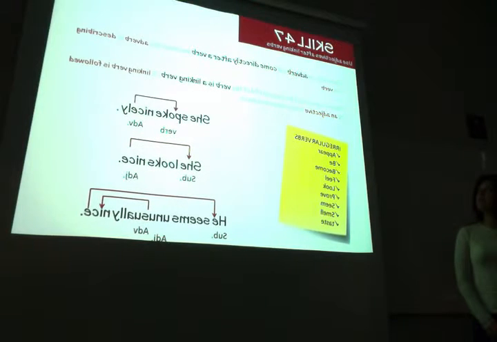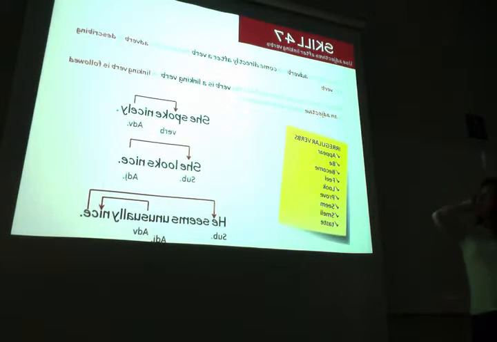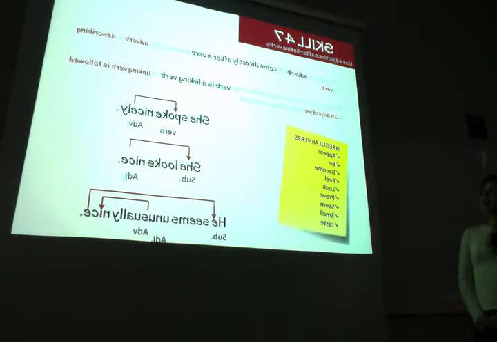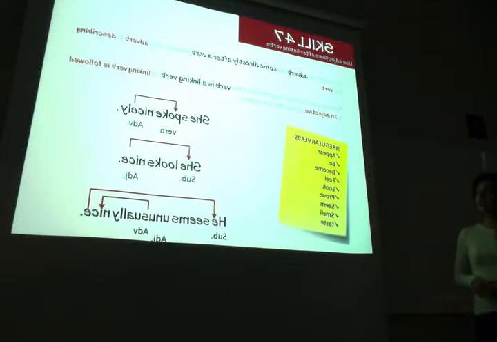Okay, and the last one is skill 47. It's using adjectives after linking verbs. Here, the adverb will come directly after a verb because the adverb is describing the verb. However, you must be very careful. A linking verb is followed by an adjective.